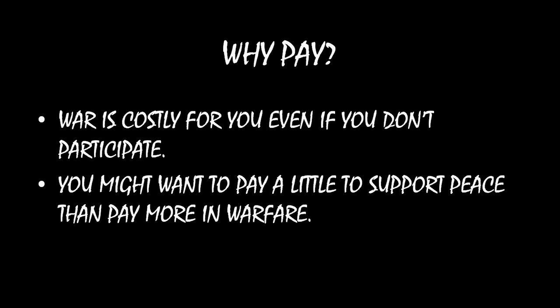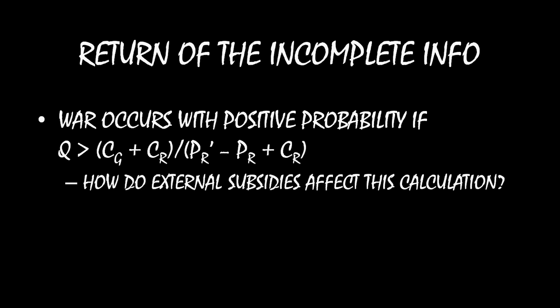Well, we actually have a good answer to that, and we can go back to our model of the risk-return trade-off with bargaining with incomplete information. Remember that when you have incomplete information, war occurs with positive probability if q, the probability that the rebel group is weak, is greater than that critical value on the right side of the inequality. It's the sum of costs of war divided by the difference in probability of power for the rebel group plus the rebel group's cost. Think about how external subsidies affect this calculation. If you're in a world where external subsidies aren't possible, these costs only reflect the military costs of conflict. These are paying for tanks, having people die, having your buildings exploded, that sort of stuff. That's what those costs represent.